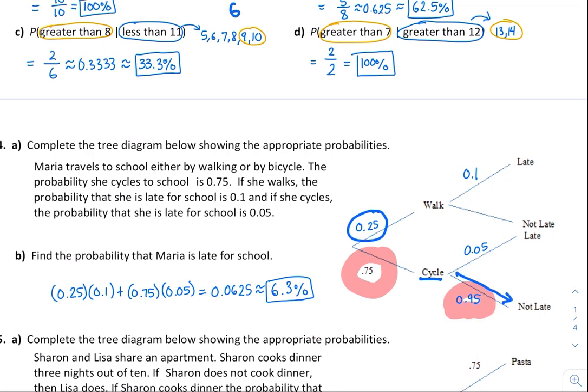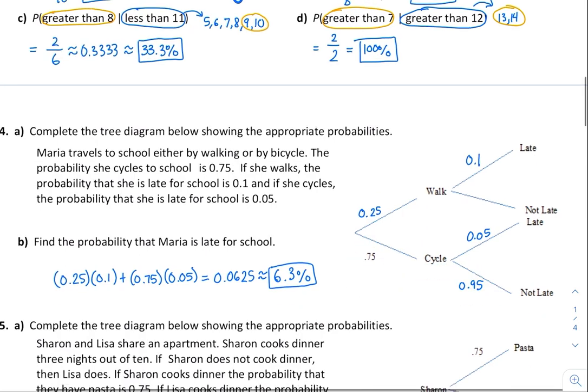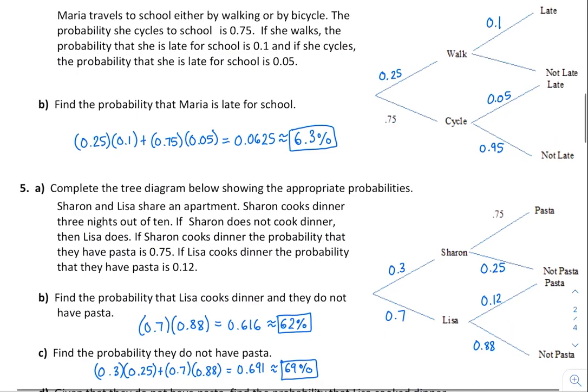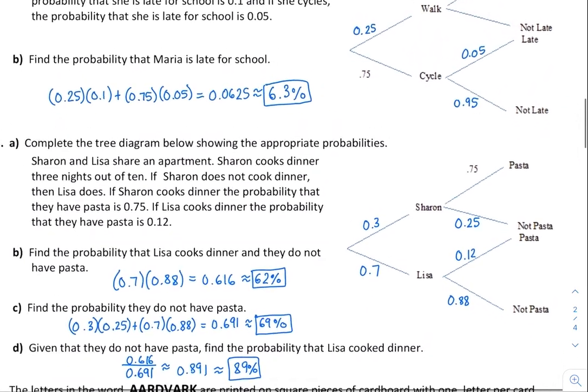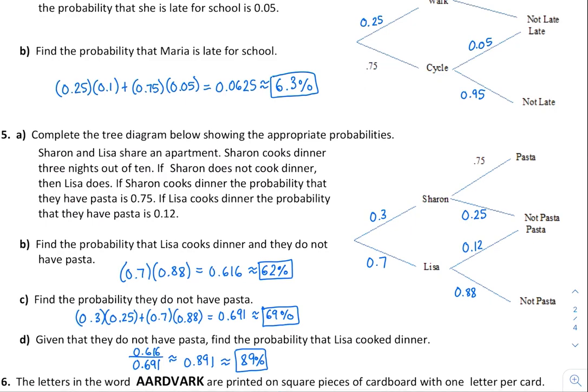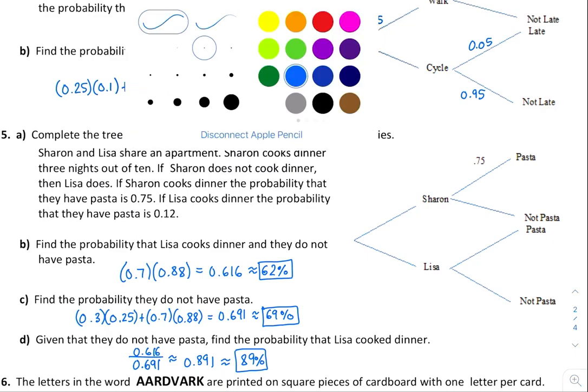Okay, moving on. Alright, this one. Again, another tree diagram. So I will walk you guys through this one. Alright, so if you started off like this, right? Now, let's take a look.